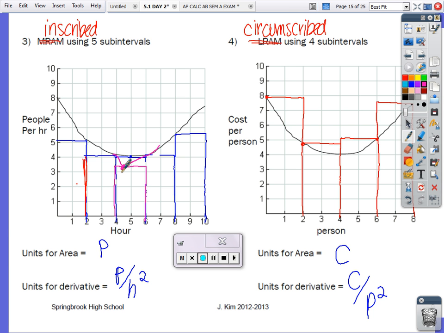Yep. A person squared doesn't make sense. It's the rate of change, so it's kind of like the acceleration of the cost. How much the rate of the cost changes by.